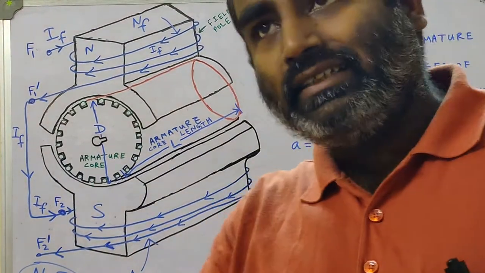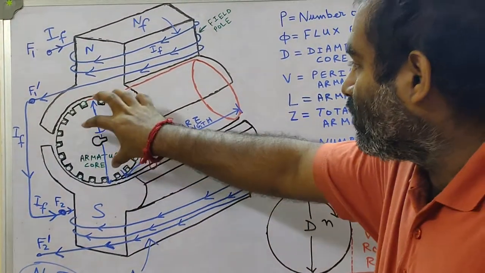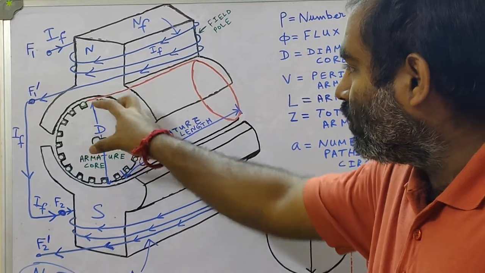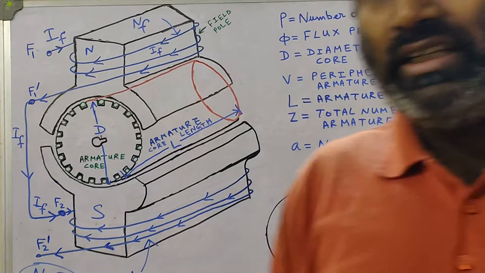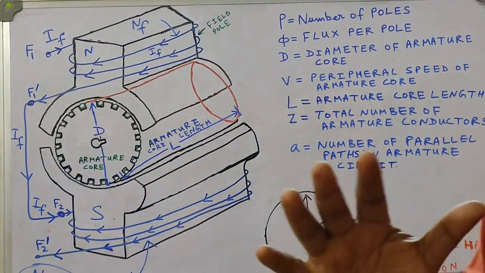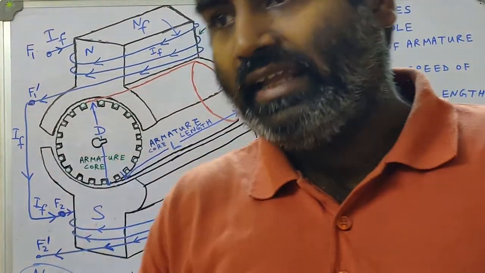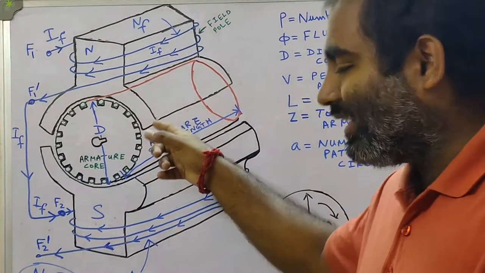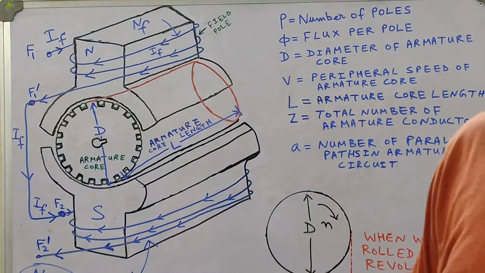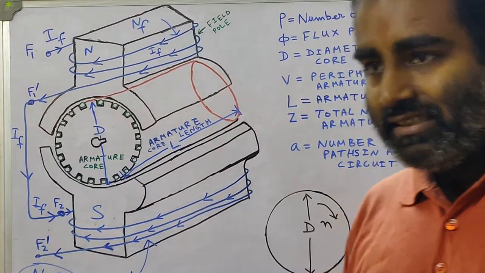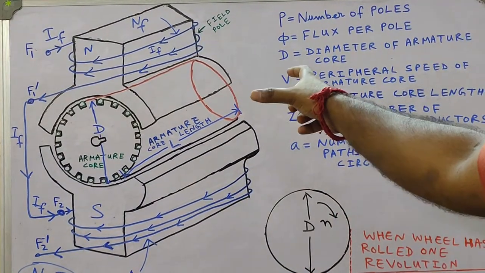You will learn that in a DC machine, what happens when the armature core is moving? When the armature core is moving, it is encountering a field flux whose strength is not the same, whose strength is varying. Due to that reason, there is an eddy current loss. Also, there is a rotational hysteresis loss in the armature core. So in order to minimize the eddy current loss, we are using laminated core.